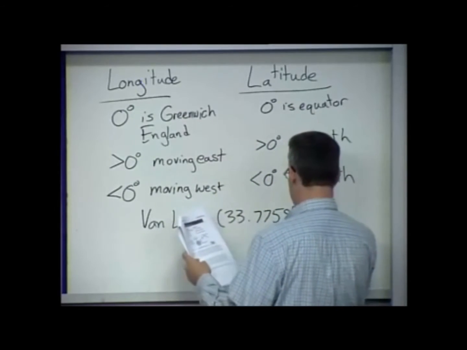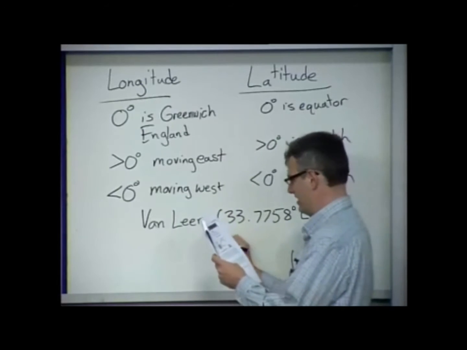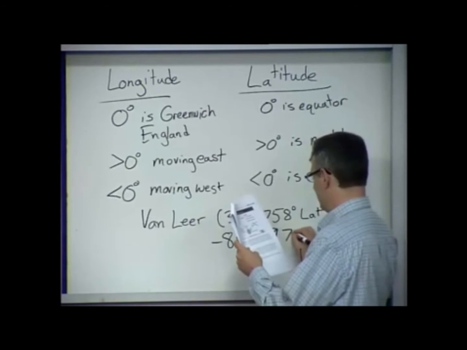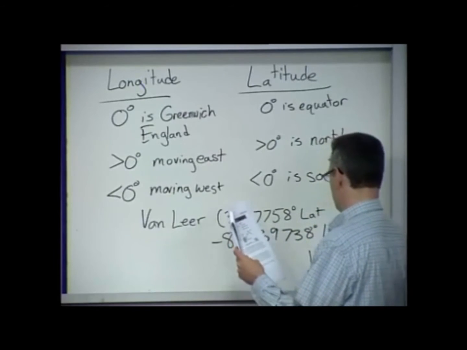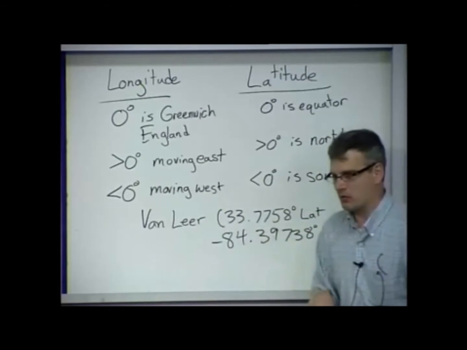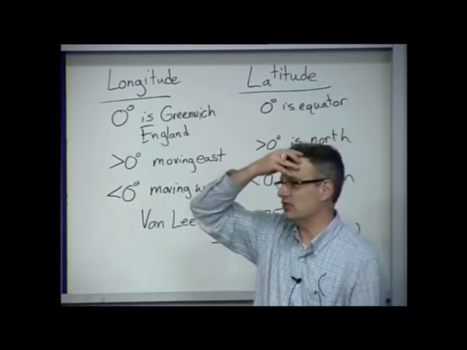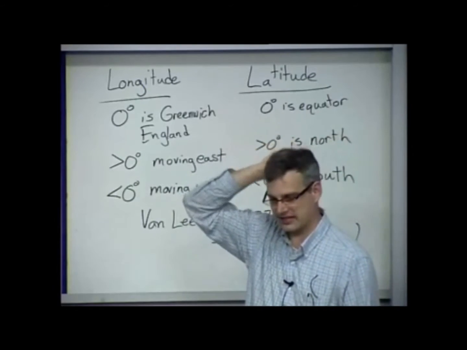33.7758 degrees latitude and negative 84.39738 degrees longitude. I'll work an example, and we'll need this number a little bit later, so keep it in your notes. It's always good to know where your school lies anyway.